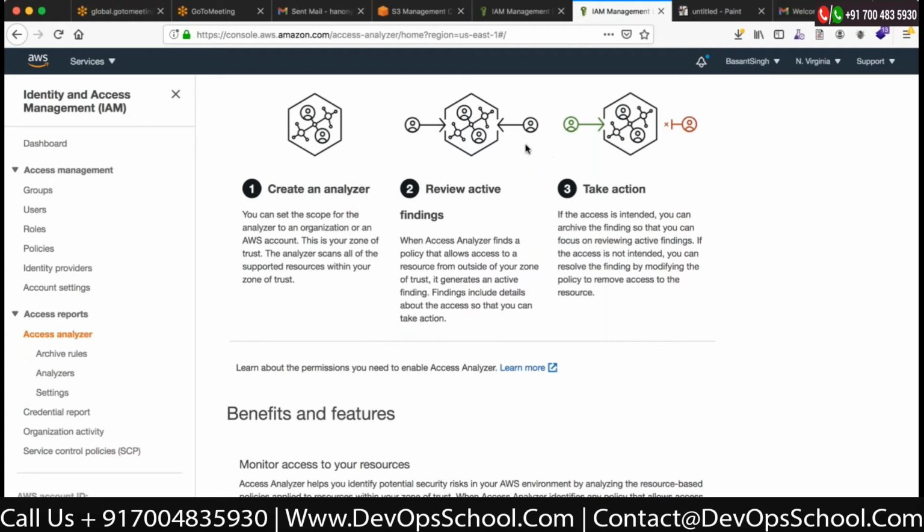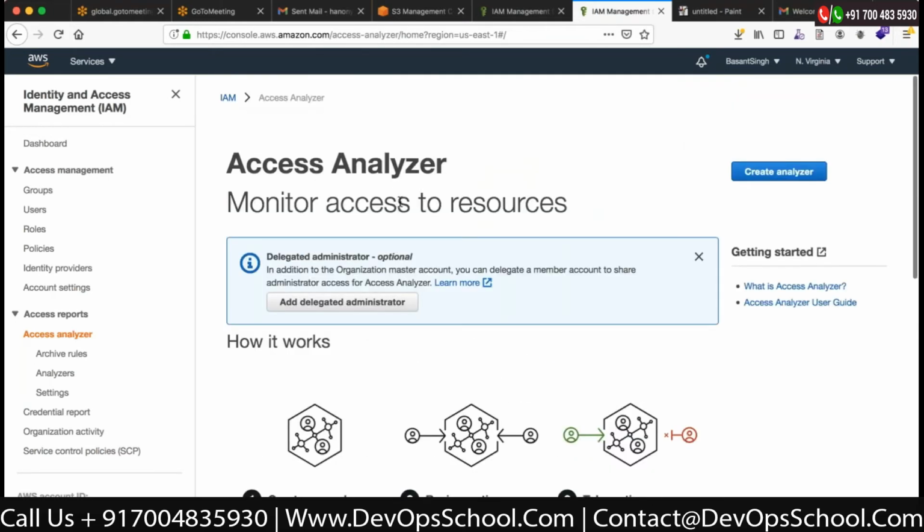So it's completely an engineering tool. You have to engineer it. You can create an analyzer, and you can set up the scope of the analyzer to the organization or an AWS account, where you can say that this set of actions is not allowed, or give me a list of users who are doing such actions. And if these actions are being taken by the set of users, then do this, then do that. So that's what Analyzer is basically for.